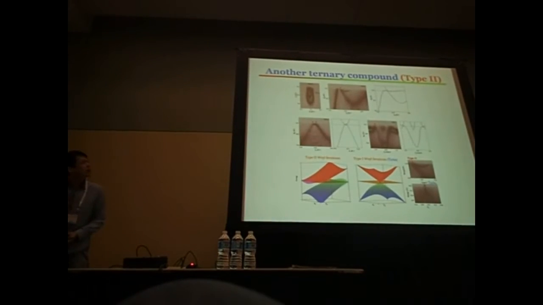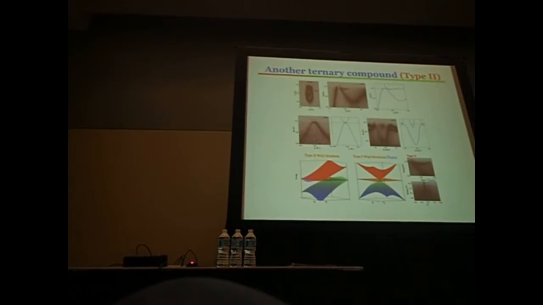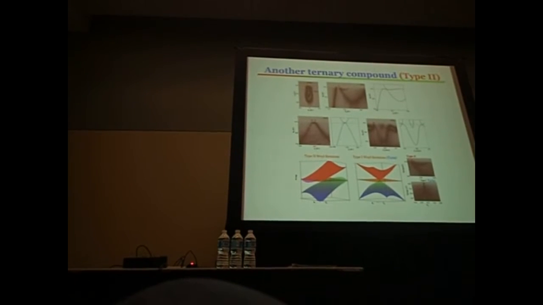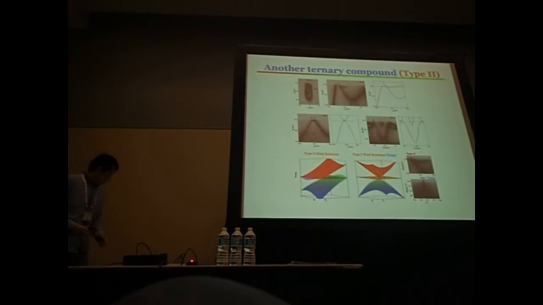And finally, we have another ternary compound, where it turns out that we already see this type 2 Weyl crossing. You see that you have a band crossing between two bands that have the same sign of velocity.